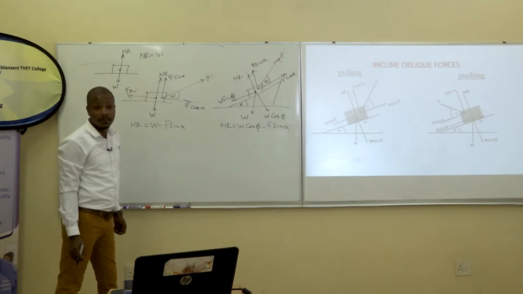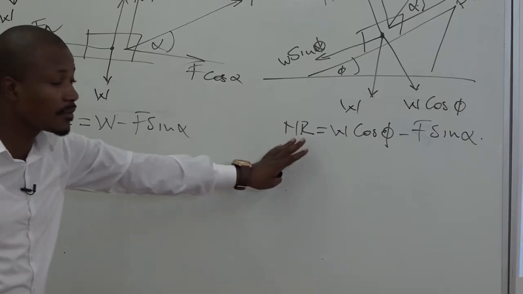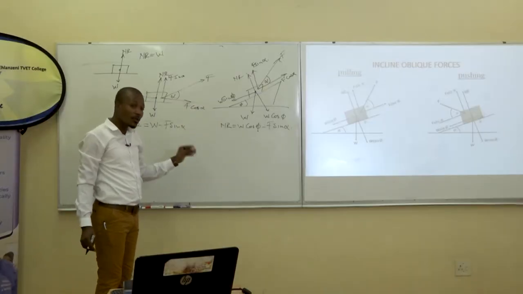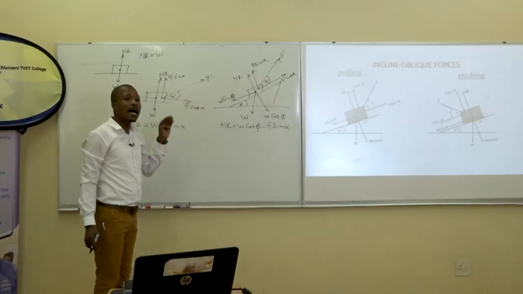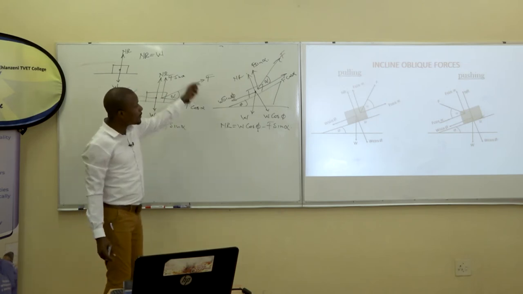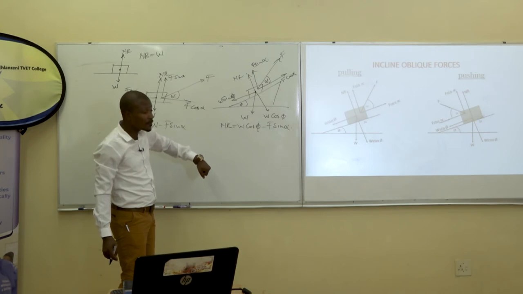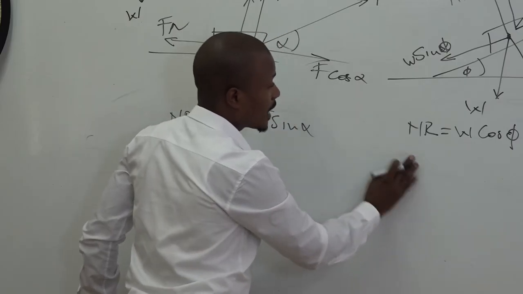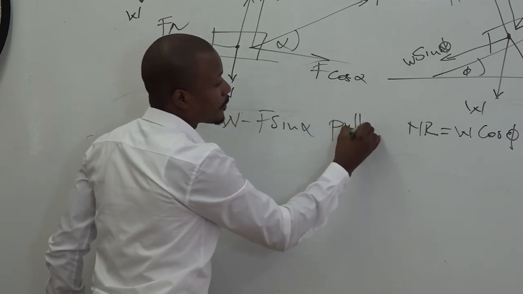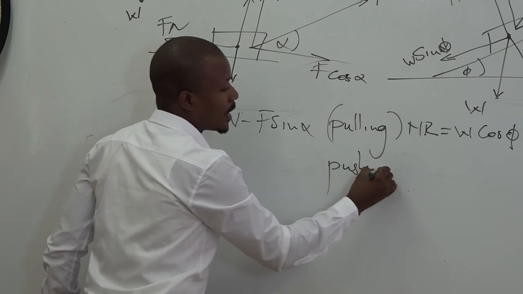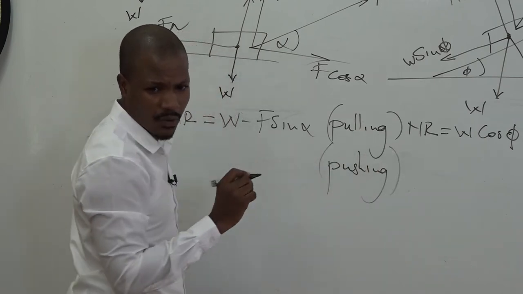Minus F sine alpha. It's very much important that you understand this, because you will not find this equation on a formula sheet. It's not there. Understand the basic concept of it. So if you are pushing it, what happens? It's going to be normal reaction. If you are pushing it, let me write it like this. This is pulling. This is pulling. This is pulling. Let us look at pushing. How is the equation structured when you are pushing?